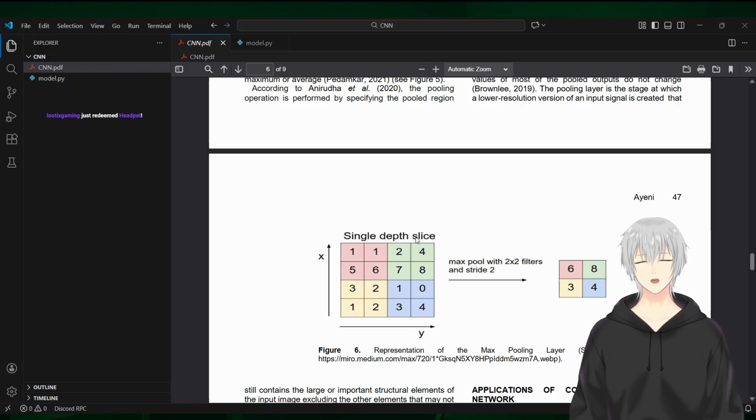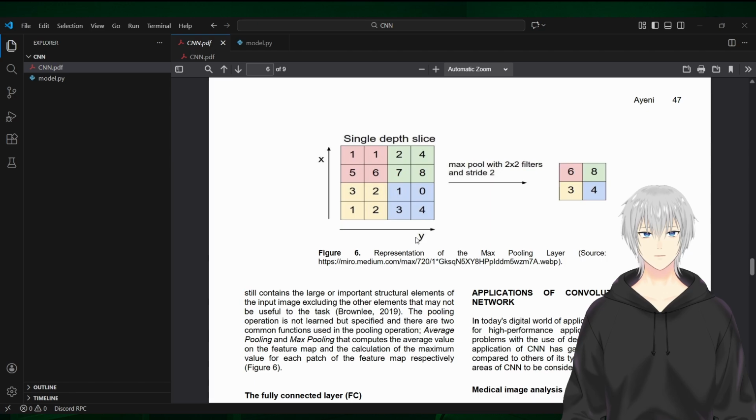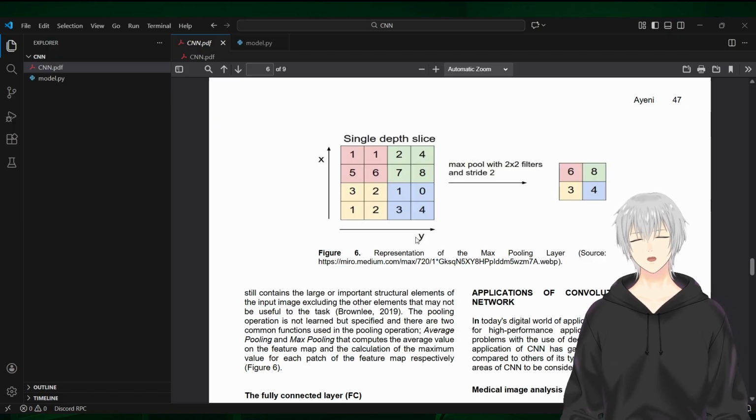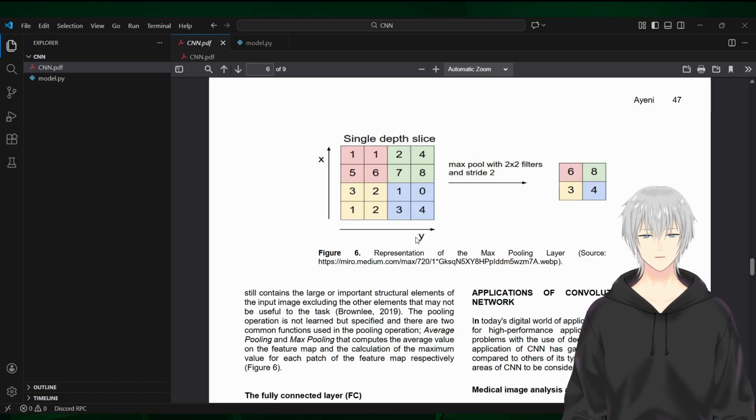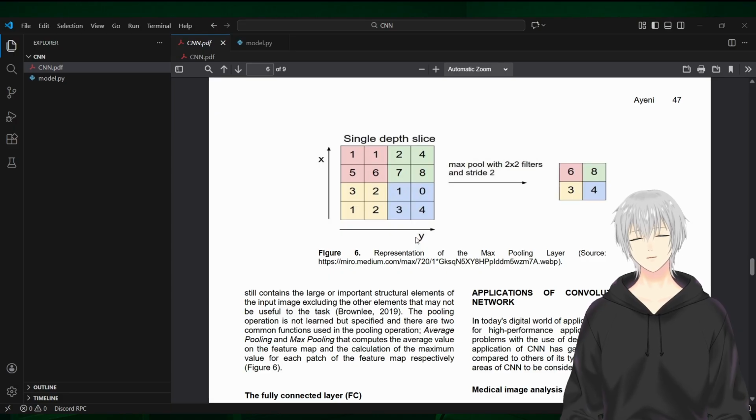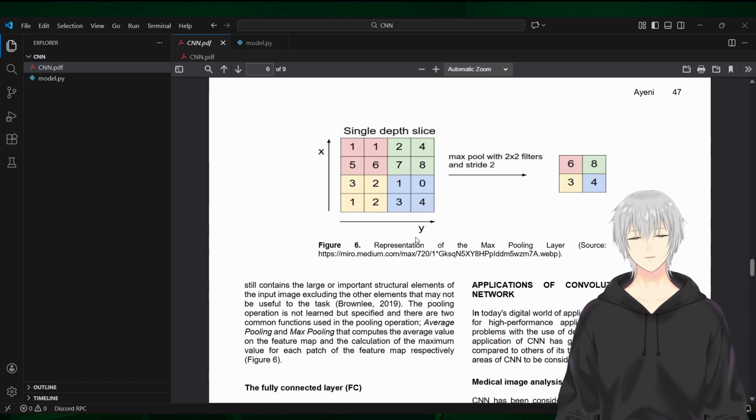Single depth. What the heck is this? Okay, time to lock in. Okay. So if we have a 4x4 matrix... oh, I see. It's showing the most dominant feature. What if the matrix was 5x5? How would that be divided? I think it would be a 3x3 matrix. Who knows?